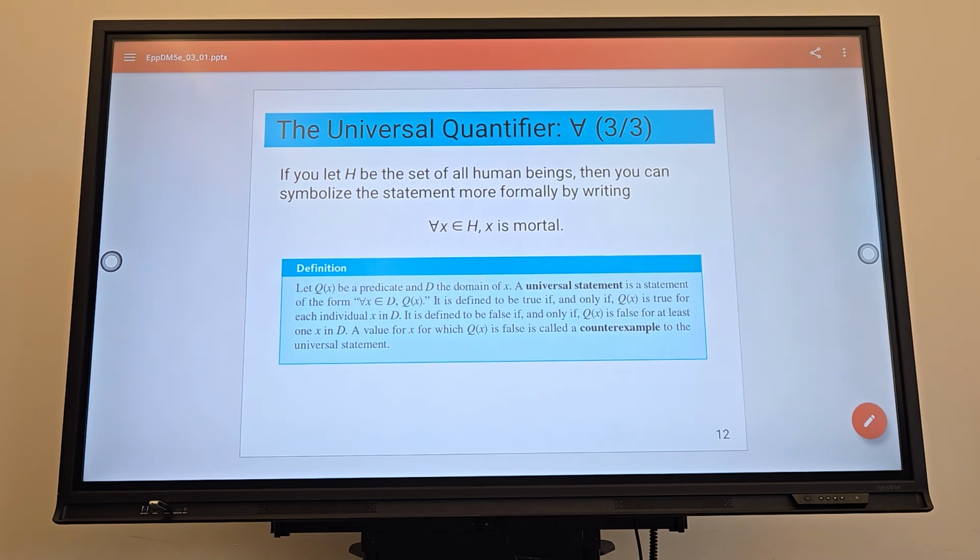D cannot be an infinite set. It has to be a finite set, I believe. It is defined to be false if and only if Q is false for at least one x in D. No, D doesn't have to be a finite set. A value for x for which Q of x is false is called a counterexample to the universal statement.